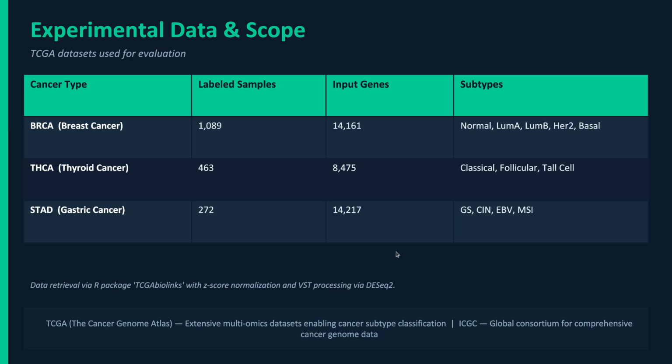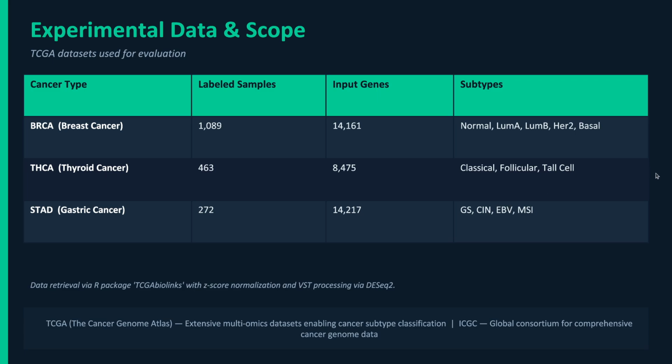Next slide. Experimental data. The model was tested on the TCGA dataset for breast (BRCA), thyroid (THCA), and gastric (STAD) cancers. Actually, it involved over 1,800 labeled samples and thousands of input genes.